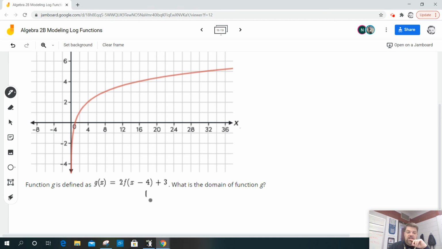But what you need to understand is that this minus 4 is going to shift it 4 units to the right. And then this 3 is going to shift it up 3 units, okay? So what does that mean? It says, what's the domain of g?